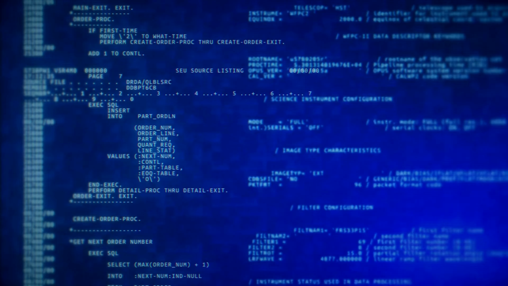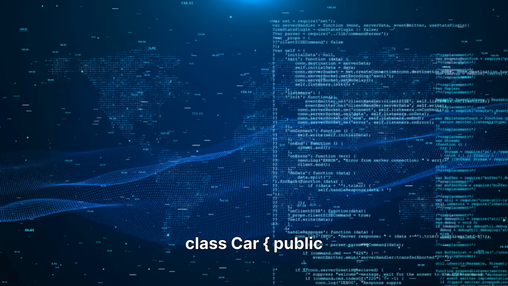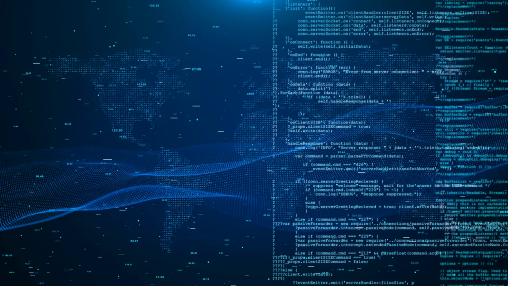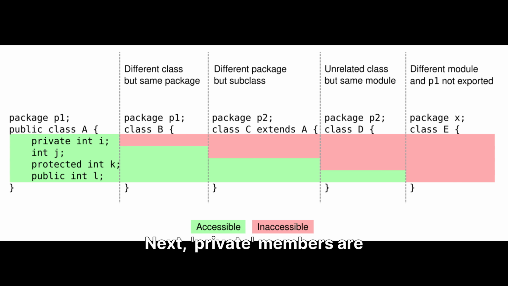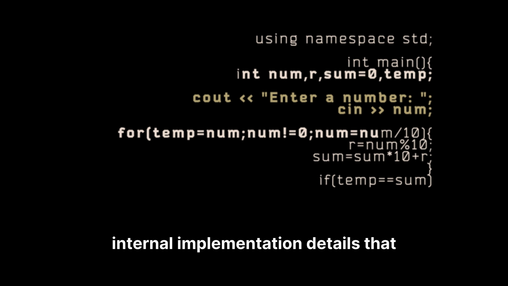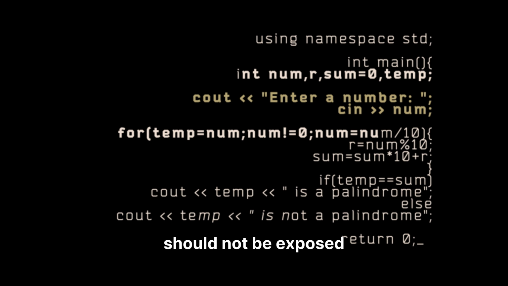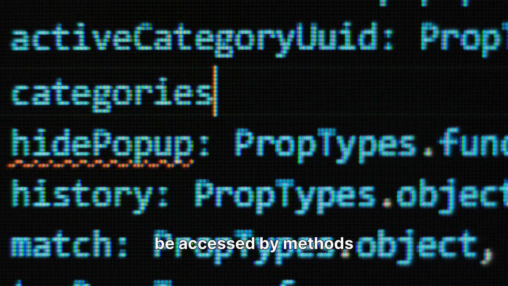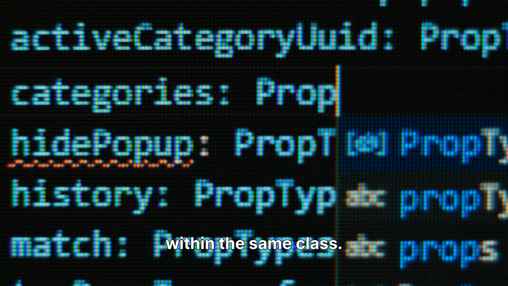performs a core function. Here's an example: public class Car, public void startEngine. Next, private members are only accessible from within the class where they are declared. This is ideal for internal implementation details that should not be exposed to the outside world, promoting strong encapsulation. Example: private String password. This variable can only be accessed by methods within the same class.